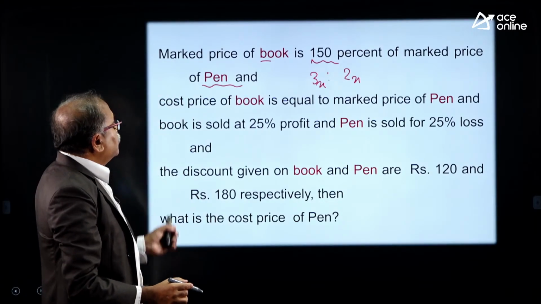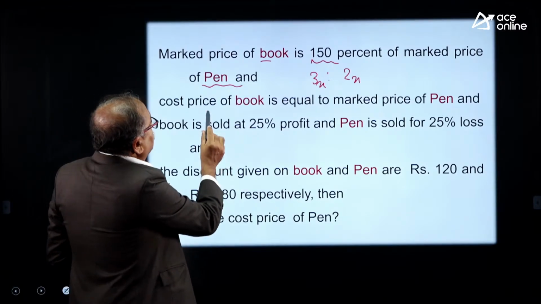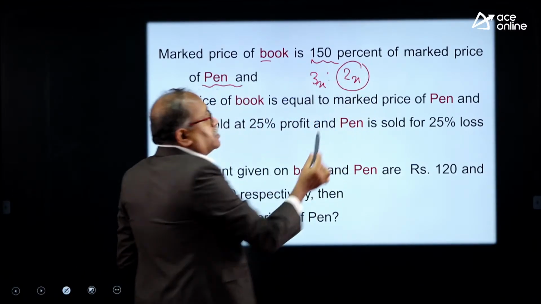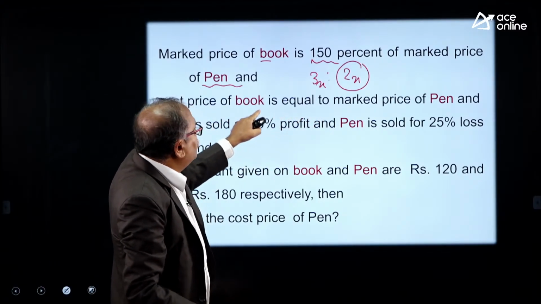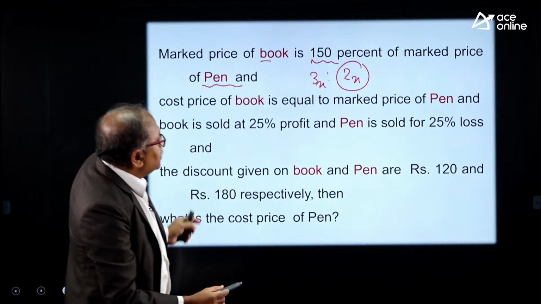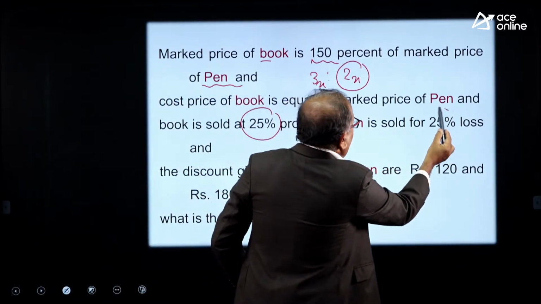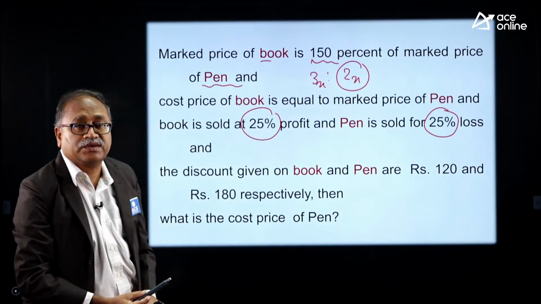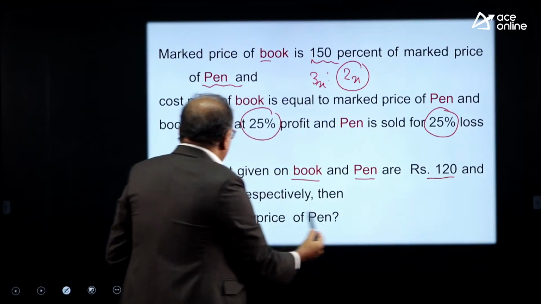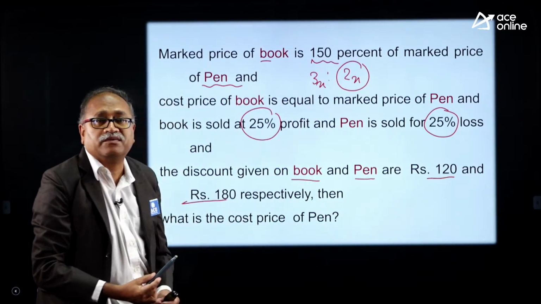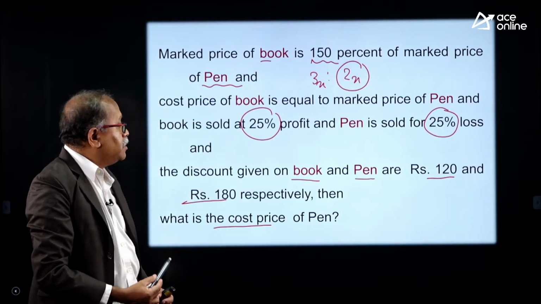Let us move on next. The cost price of the book is equal to the mark price of the pen. So, I am knowing that the mark price of the pen is 2x, then the cost price of the book will be 2x. The next one, the book is sold at 25% profit and the pen is sold at 25% loss. The discount given in the book and pen is rupees 120 and rupees 180 respectively. The question is, what is the cost price of the pen?